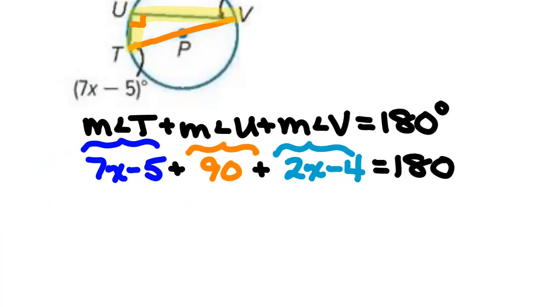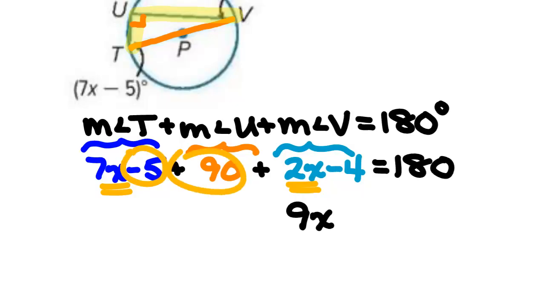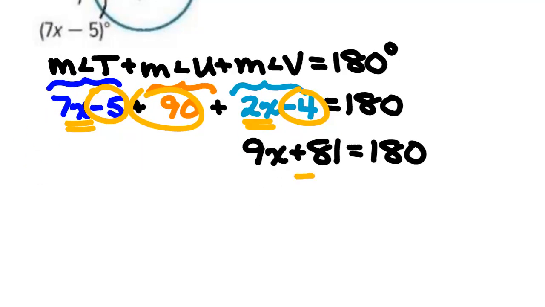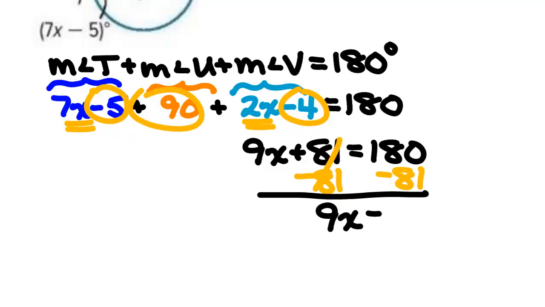So then we combine our like terms. I have 7x and 2x that combine to give me what? 9x. Then we combine -5, positive 90, and -4. I get 81, sorry. So 9x plus 81 equals 180. Subtract 81 from both sides. Yep, 9x equals 99, which means x is how big?